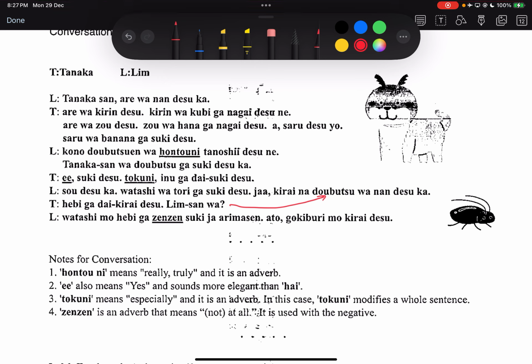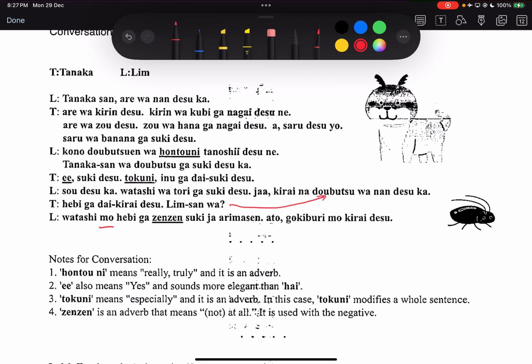So も means also, right? So I also, snake が, the object is snake, right? So snake が 全然. 全然 I told you is not at all. That means not at all. 好きじゃありません. 好き means like, so 好きじゃありません means don't like. So 全然 don't like. So 全然好きじゃありません. Then double negative, right?